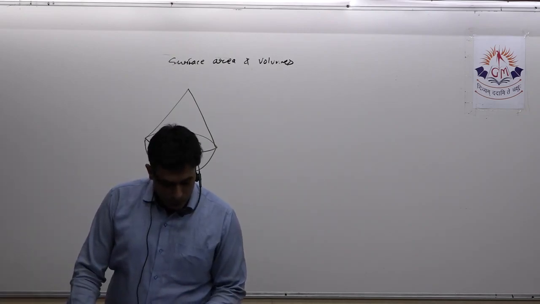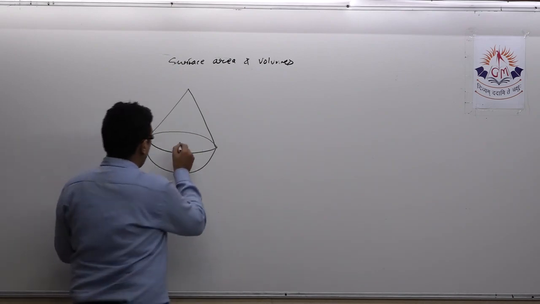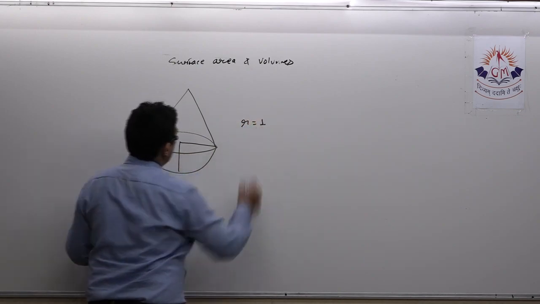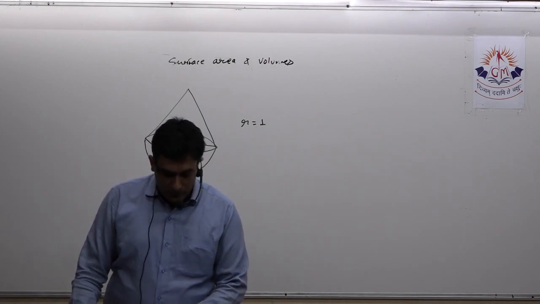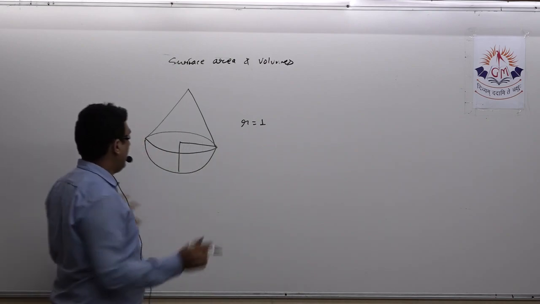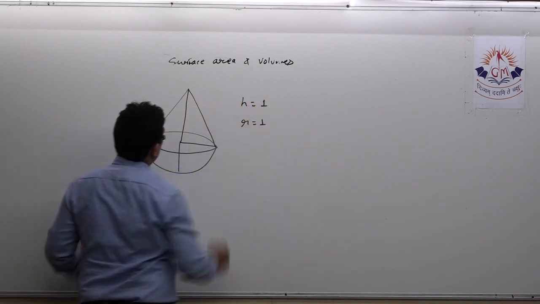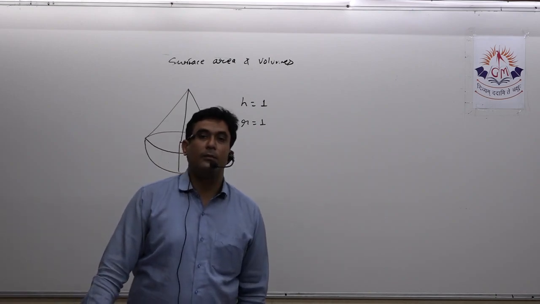Both have radius equal to 1 centimeter. The radius of this cone as well as this hemisphere is 1. The height of the cone is equal to its radius, that means h is also 1. Now we have to find the volume of the solid in terms of pi.